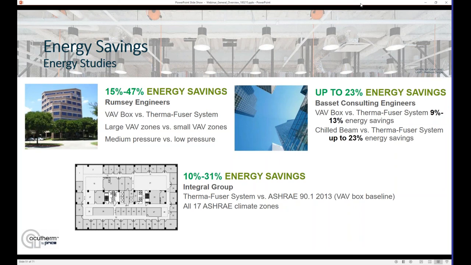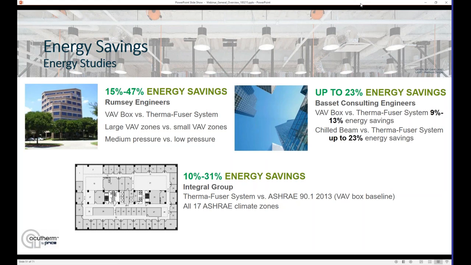In the upper left there, Rumsey Engineering ran a study comparing a VAV box system with a Therma-Fuser diffuser system, looking at those larger zones created by the VAV box as compared to those small zones of control created by the Therma-Fuser diffuser with those built-in thermostats. Also looking at the medium pressure of a typical box system versus an all low pressure system that can be designed around the Therma-Fuser diffusers. And this model was projected over 5 different climate zones and produced an impressive anywhere from 15 to 47% energy savings for the Therma-Fuser diffuser system.